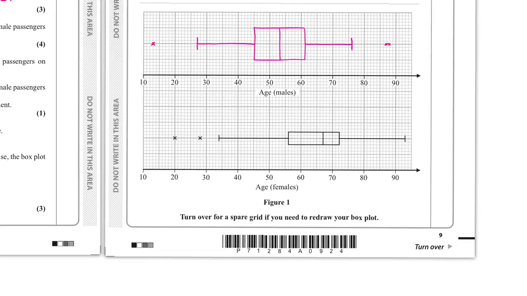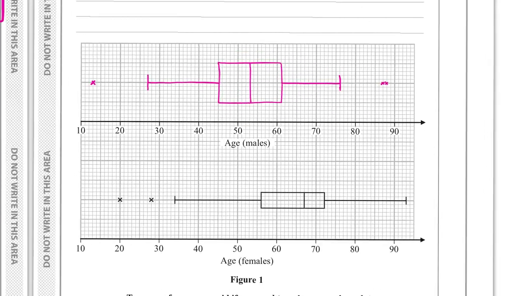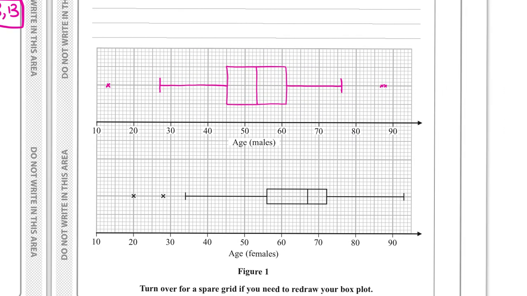So first of all, we need to make a sentence. We need to comment, and we're going to write a full sentence. What do we see here? It needs to be in context, and we need a statistical fact. There is a higher median age in the females compared to males. So what does that actually mean? It means that the females are generally older, because remember, the median is 50% of the population. So this means 50% of the population are this age.